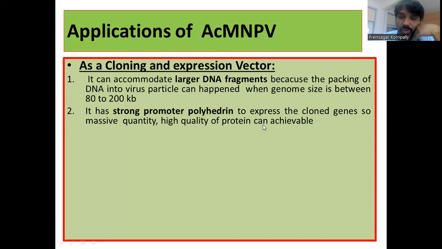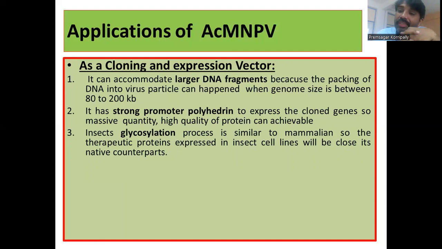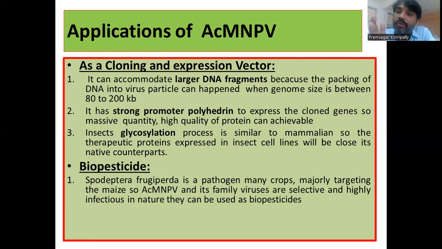And the third important point is that insect cells are used to express the protein by manipulating the viral genome. The glycosylation patterns of insect cells and mammalian cells are similar. So whenever you express therapeutic proteins in insect cells, the proteins will have a similar glycosylation pattern, and this results in active and potent proteins. And it can be used as a biopesticide because it is specific to a particular order of insects, and it will not kill any other related or unrelated insects. So you can control only the insects which are harming the crop.